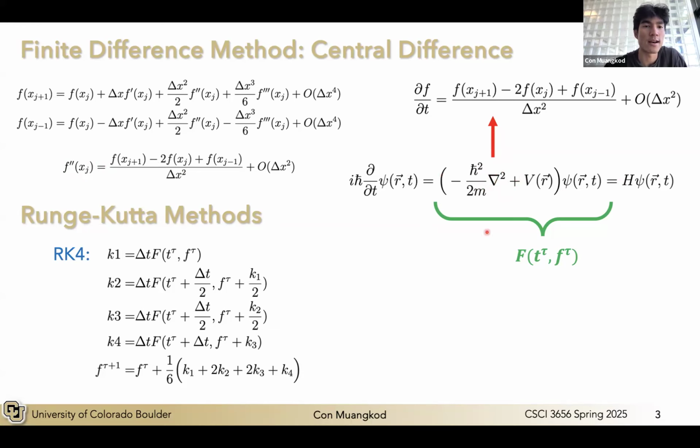Another thing is that once we get the approximation of the Laplacian operator, we're going to evaluate the whole right-hand side of the time-dependent Schrödinger equation, with respect to the partial derivative in time, by doing the Runge-Kutta method. The capital F here represents everything on the right-hand side of the time-dependent Schrödinger equation. The small f here is our wave function, and f with the superscript tau means that we have the wave function and the right-hand side of the equation at the initial point. Let's say tau equals 0, and by running the Runge-Kutta method, we can get the wave function at tau plus 1, which is the next time point in our evaluation.